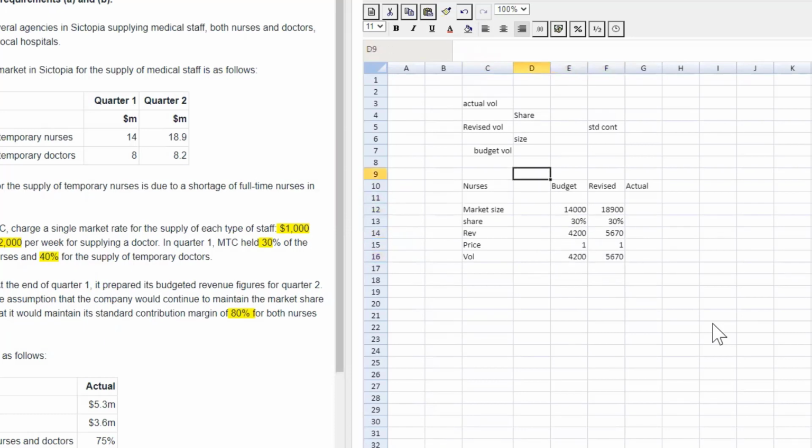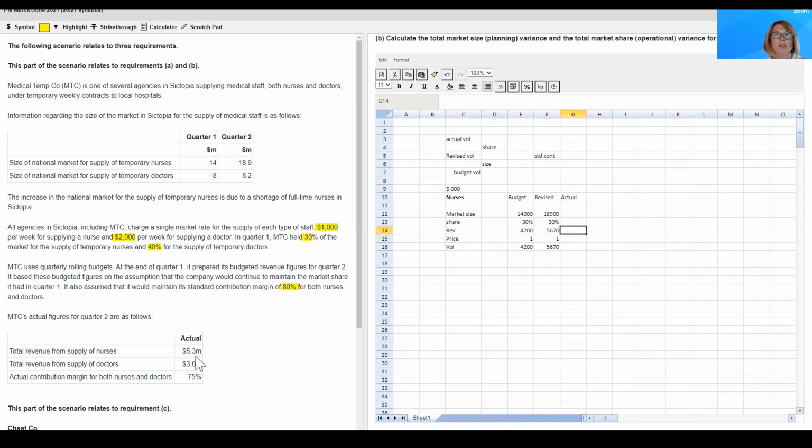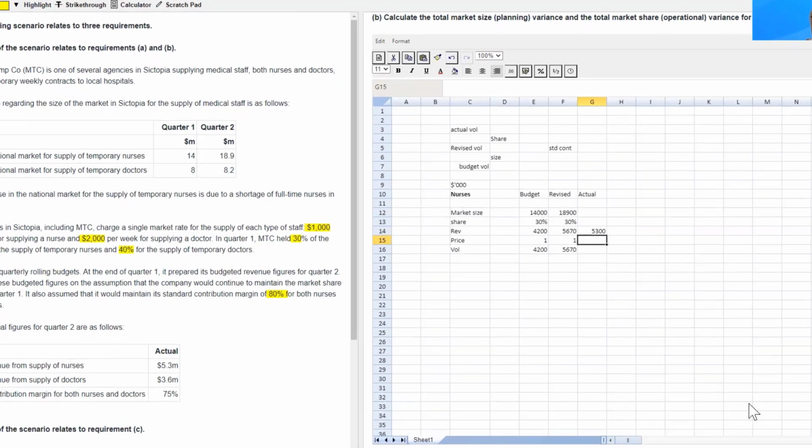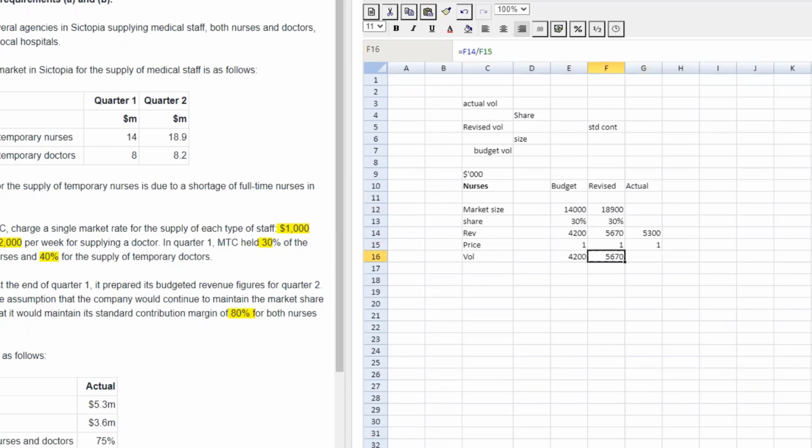And I'm going to tell the examiner I'm going to do everything in round thousands. So it's clear. I don't know why that didn't work. And I'm going to make that bold so they know it's nurses. Now all I need to do is find the actual volume. Well, I've been given the actual revenue, which is 53 million. And so the price is the same. So therefore, that one has not changed. Basically, it's a fixed price. So now I have the volume.